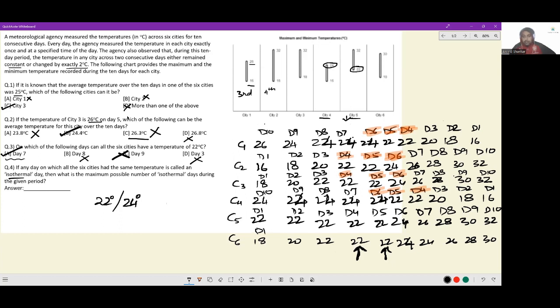Even here, day 1, day 2, day 3, day 4, day 5, day 6, day 7, day 8, day 9, and day 10. You can see on day 4, day 5, and day 6. Across all the 6 cities, on day 4 you will have 22 degrees, on day 5 you will have 22 degrees, and on day 6 you will have 24 degrees. There is no way that they will be non-equal. They will be isothermal days. Maximum possible number of isothermal days during the given period will be 3.